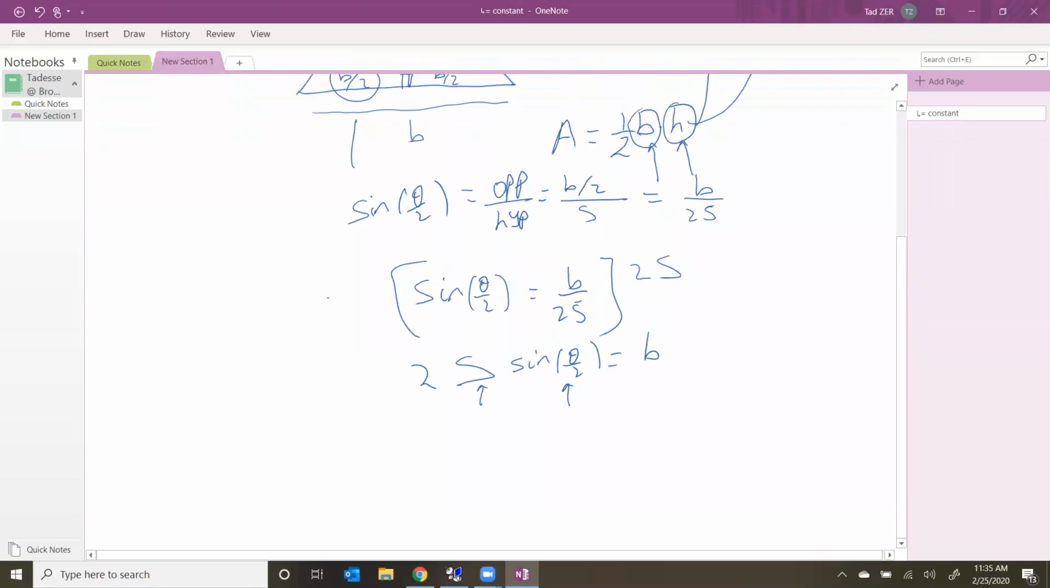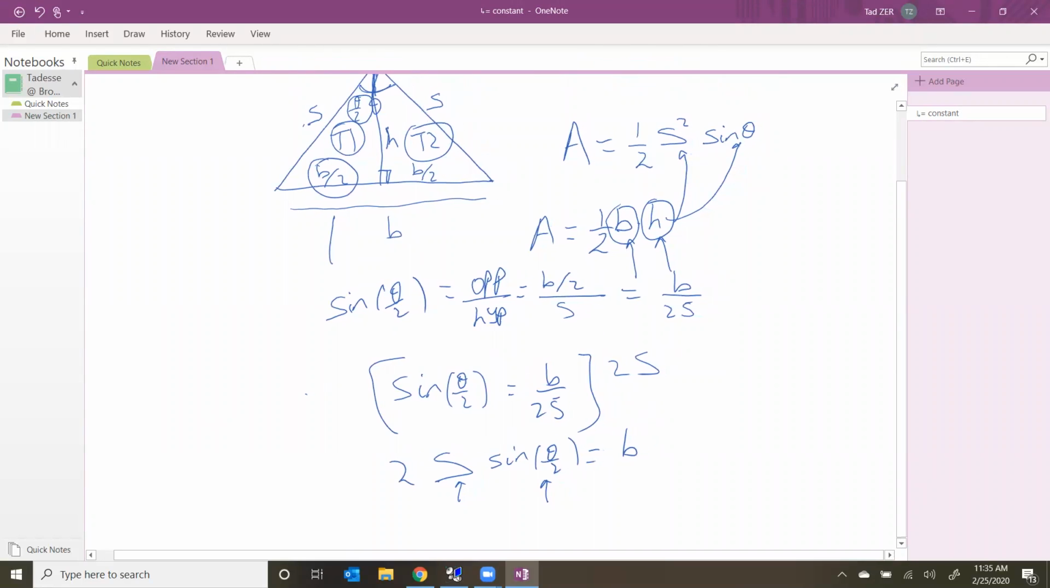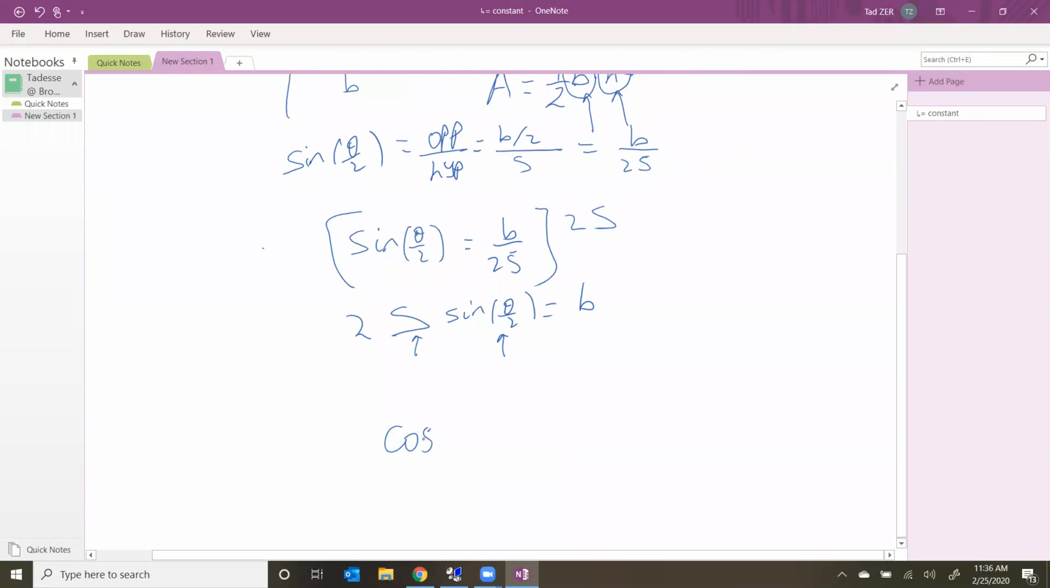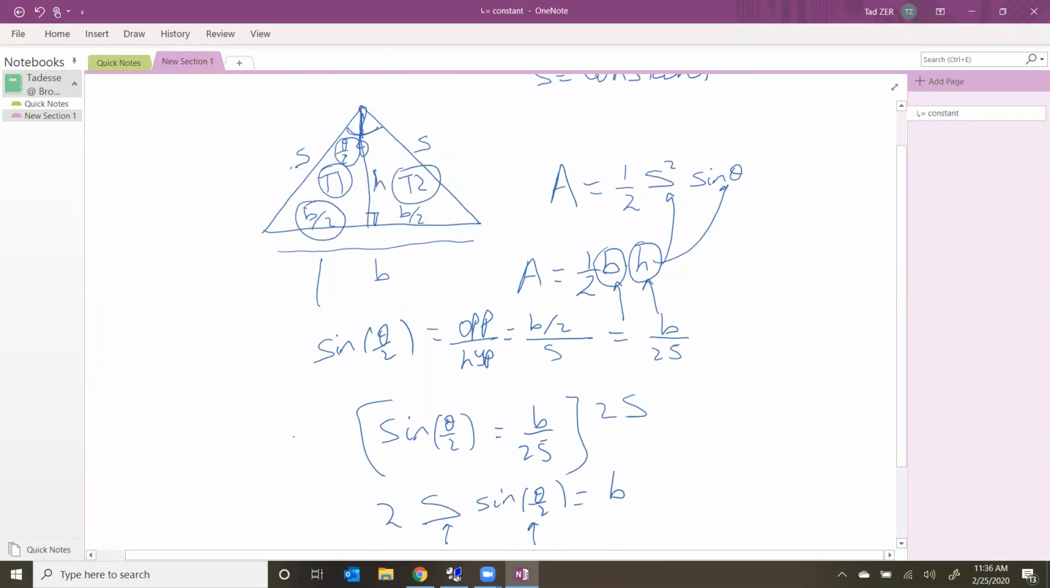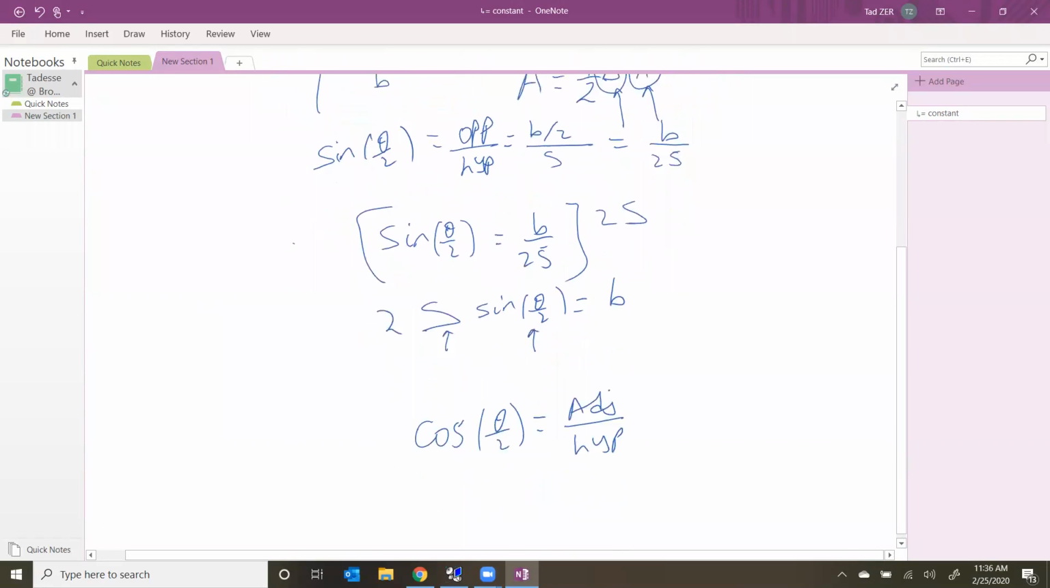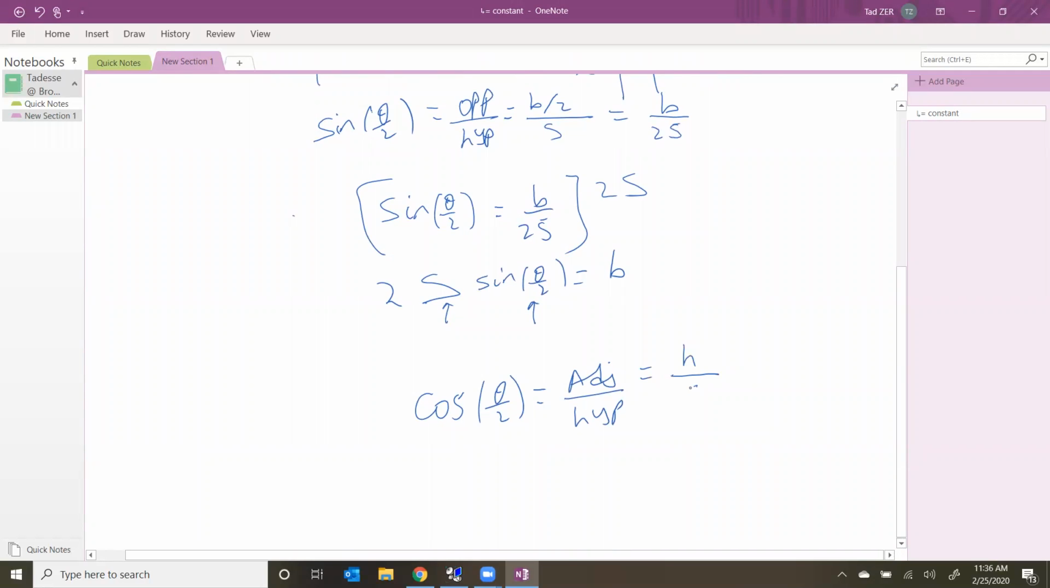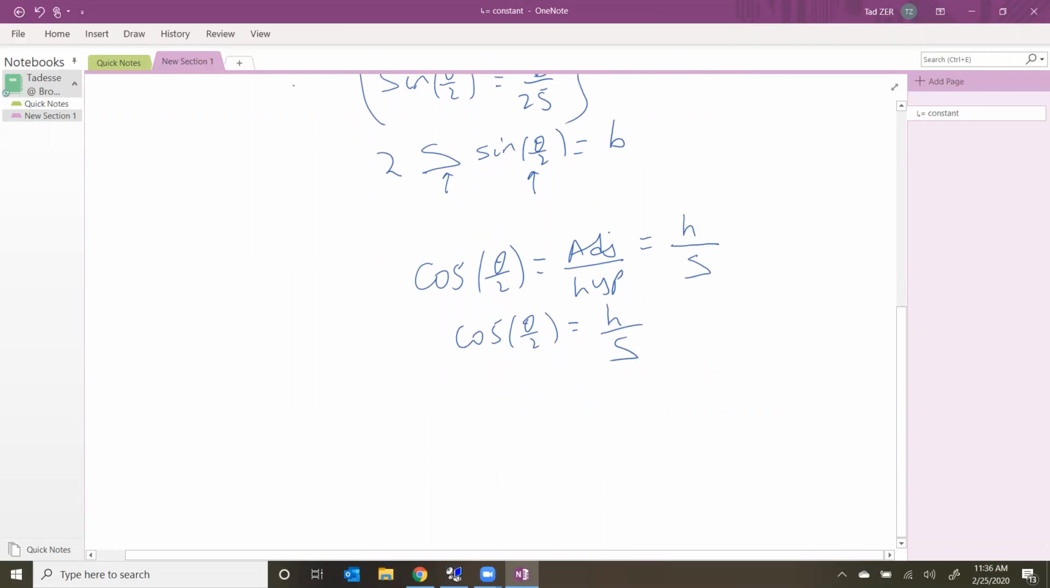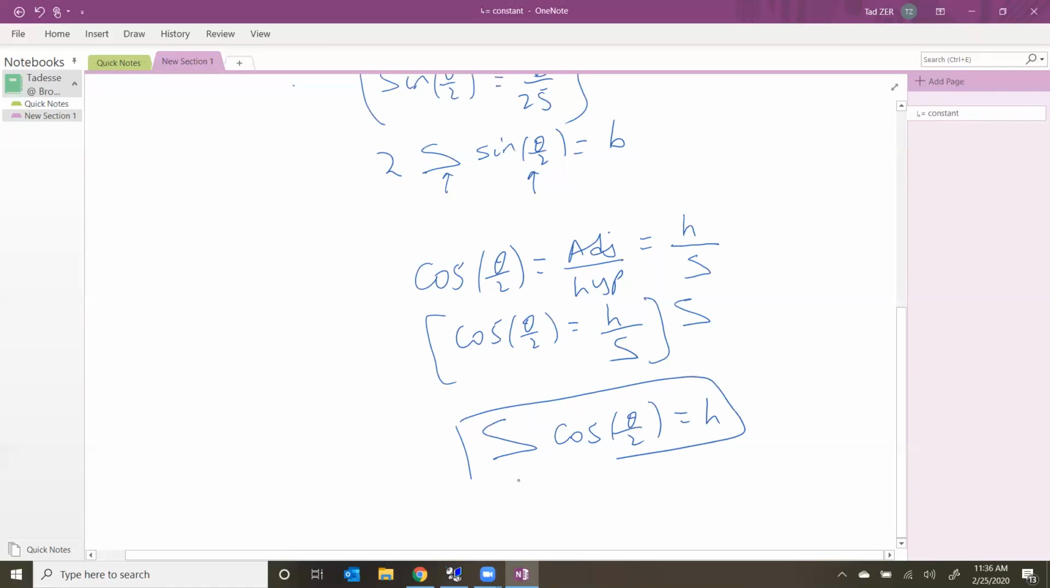Good. Let's do the same thing for cos. What is cos theta over 2? Cos is adjacent divided by the hypotenuse. For this angle theta over 2, the adjacent is h. So that will give me h divided by the hypotenuse, which is s. So cos theta over 2 is h over s. To find h by itself, just multiply both sides by s. So s cos theta over 2 equals h. So I have the two formulas here.